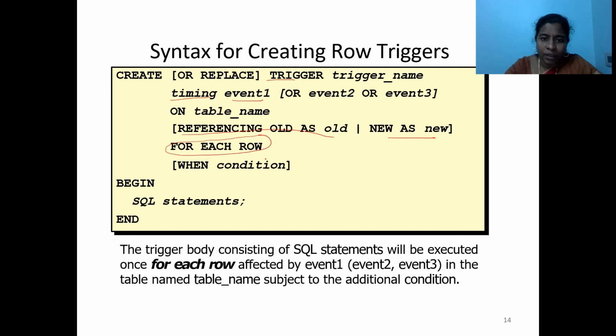For each row, give a condition. So what will happen for each row? This action will be taking place. The trigger body consists of SQL statements. That action statement will be executed once for each row affected by the event, subject to the additional condition. Is it clear? In the previous case, the action will be performed only once. In this case, for each row, this action will be performed.